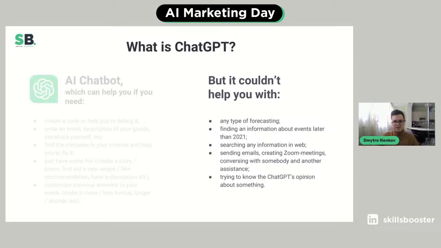Also, ChatGPT is not a search engine, so it can't find any information on the web. So it has its own base, and you can get information from there. Also, ChatGPT can't send emails, create Zoom meetings, or converse with other people. So it has some limitations in its functionality, and also ChatGPT can't express its own opinion on something, so you can just get some information from it.